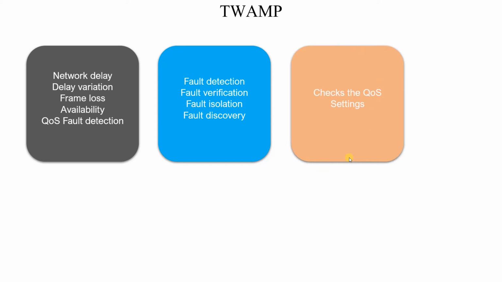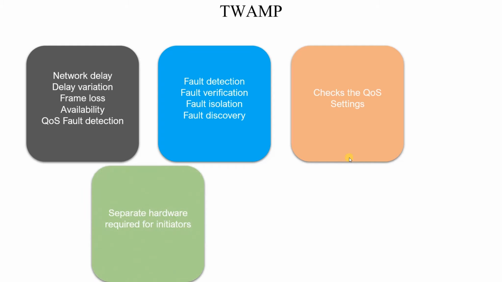We have already discussed that by changing the DSCP values, we can inject multiple TWAMP sessions. We can create multiple TWAMP sessions between sender and receiver, and we can gauge the performance of the individual queues.